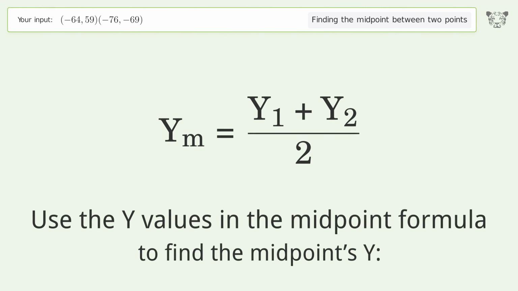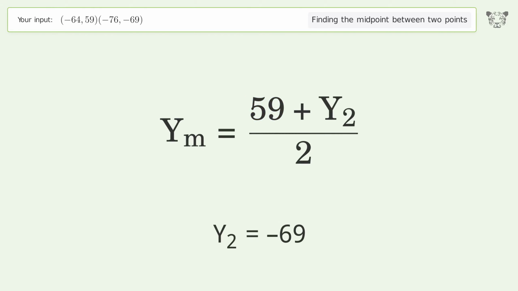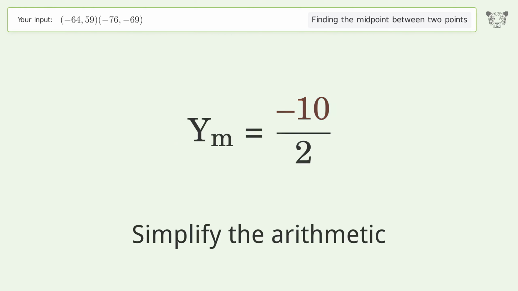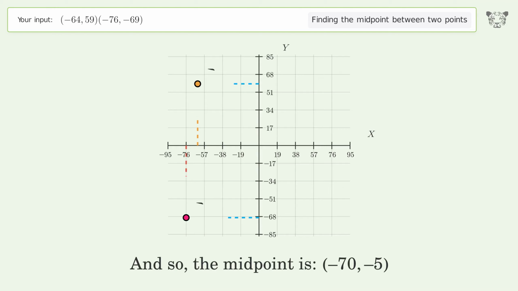Use the y values in the midpoint formula to find the midpoint's y. y1 equals 59. y2 equals negative 69. Simplify the arithmetic. And so, the midpoint is negative 70, negative 5.